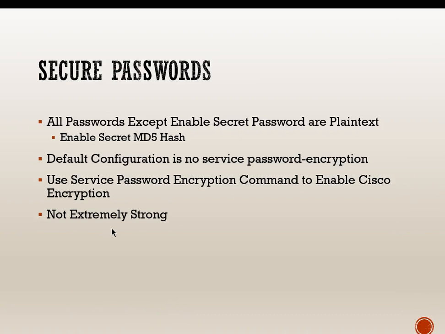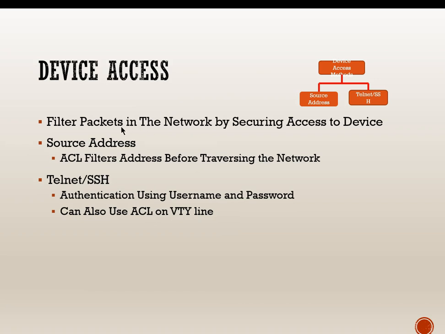It's not very strong, not extremely strong. If you go on the internet, you'll find several websites that say put the hash in and I'll crack it for you in about three to four seconds. Device access: we can filter packets in the network by securing access to the device. Source address, access control list. Again, we can apply access control lists to the Telnet line. And we can use Telnet or SSH, SSH obviously being the more secure. We change the transport protocol in order to use the secure shell.